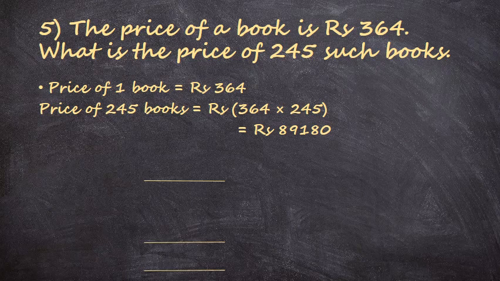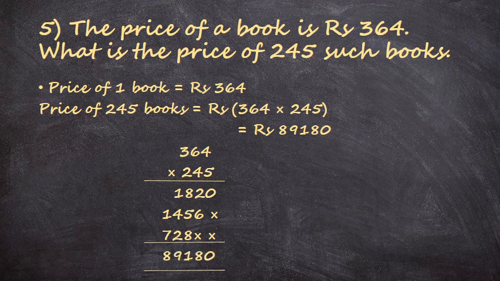89,180. Now here you can see the multiplication of these two terms, how we are proceeding towards the multiplication. First of all, 364 will be multiplied by 5, we'll get 1820. Then 364 will be multiplied by 4, we will get 1456, and then again 364 will be multiplied by 2, we get 728. On the addition of these three terms, we will get the answer as 89,180.